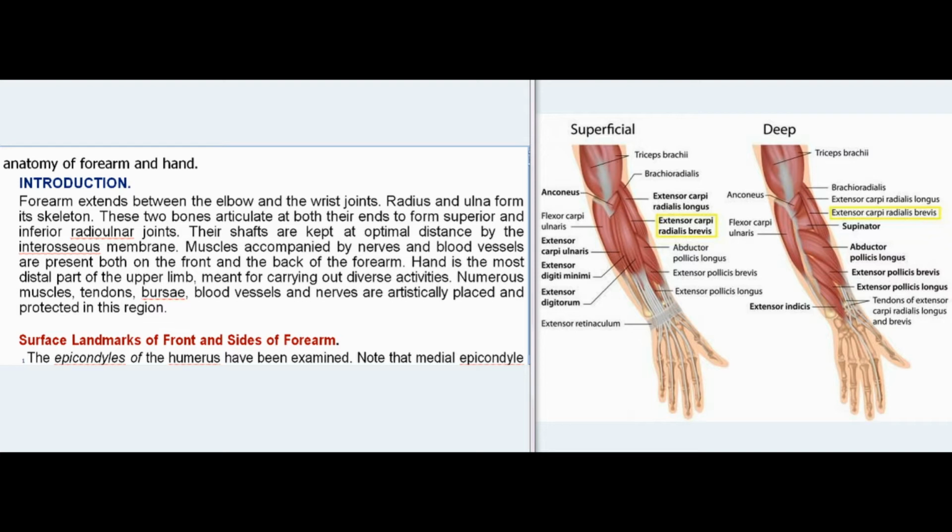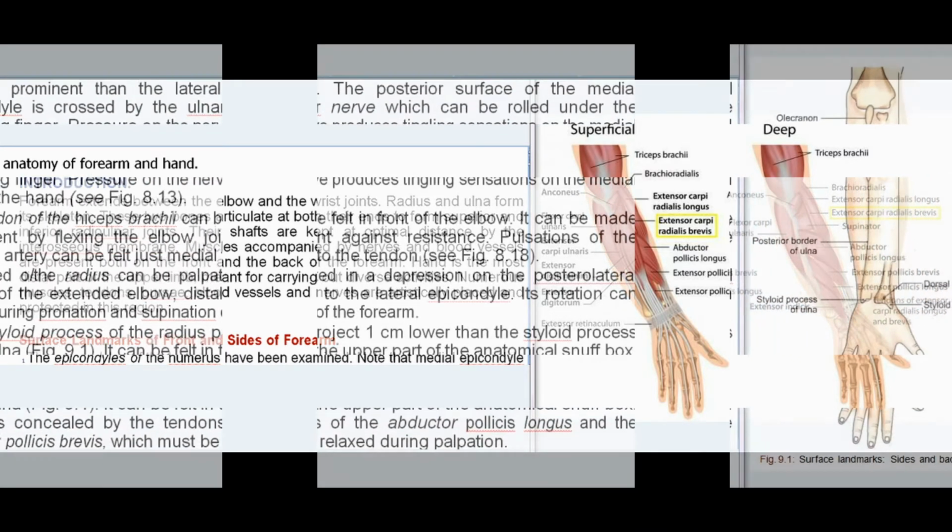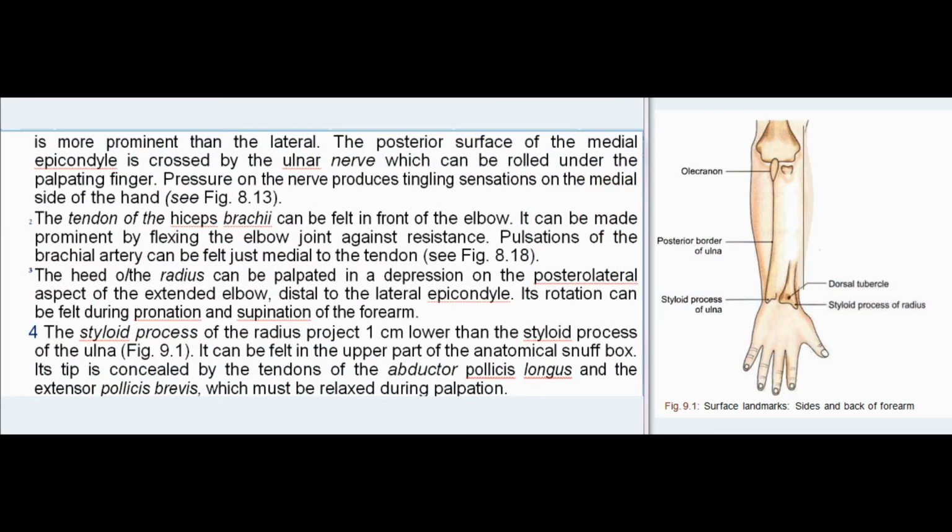Surface landmarks of front and sides of forearm. 1. The epicondyles of the humerus have been examined. Note that medial epicondyle is more prominent than the lateral. The posterior surface of the medial epicondyle is crossed by the ulnar nerve, which can be rolled under the palpating finger. Pressure on the nerve produces tingling sensations on the medial side of the hand, see Fig 8.13.